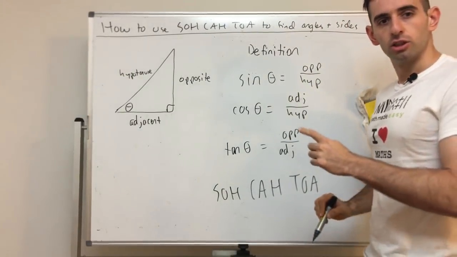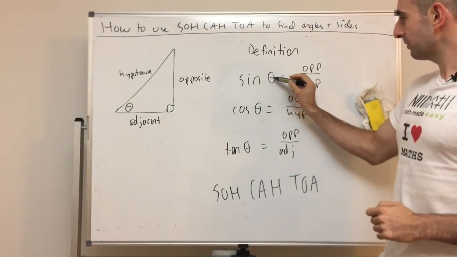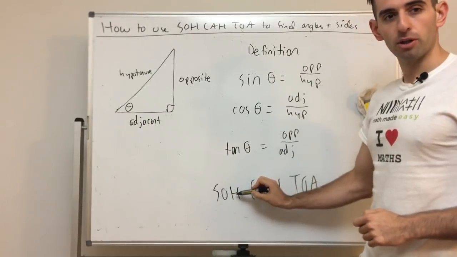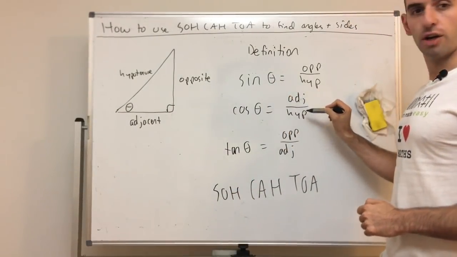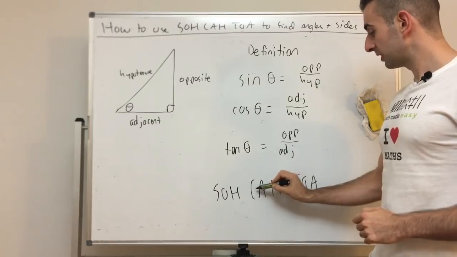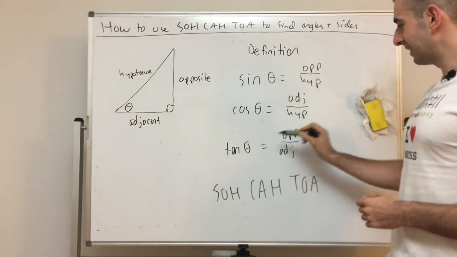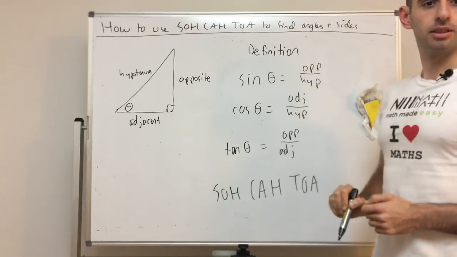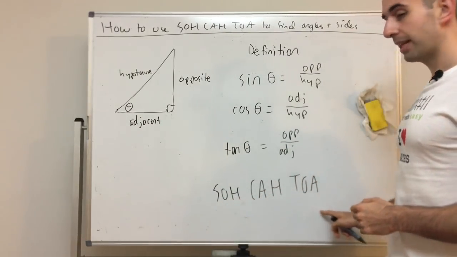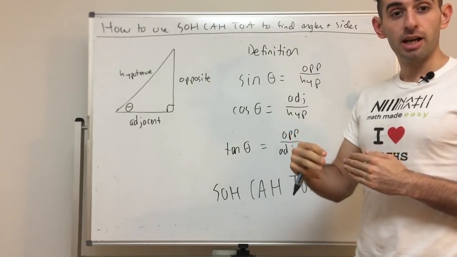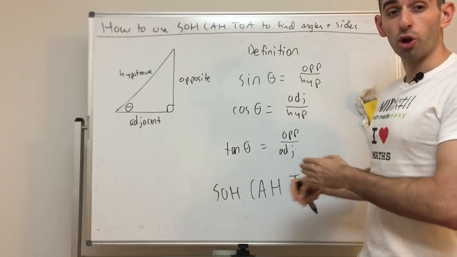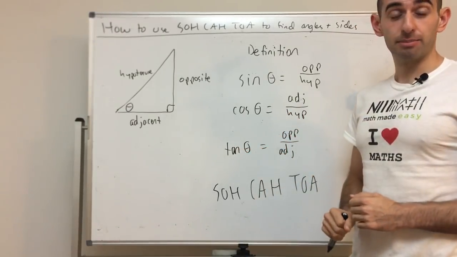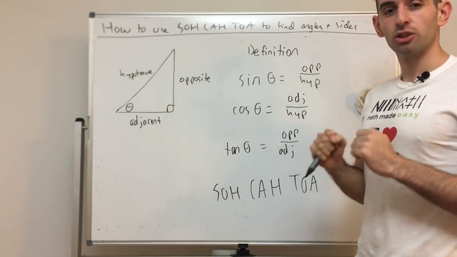Toa. You see here, sine theta is opposite over hypotenuse. Look at this: sine, opposite over hypotenuse. Cosine is adjacent over hypotenuse: cos, adjacent, hypotenuse. And tan is opposite over adjacent: tan, opposite, adjacent. So this is a great acronym we can use to remember the three ratios. Eventually we won't need it, we'll know all of them off by heart, but as we're starting out, the best acronym to remember is Soh Cah Toa.